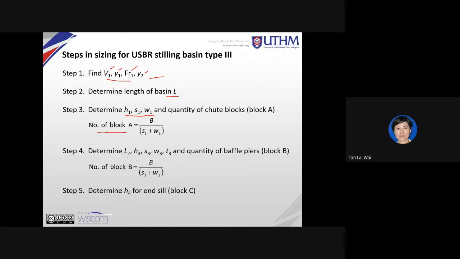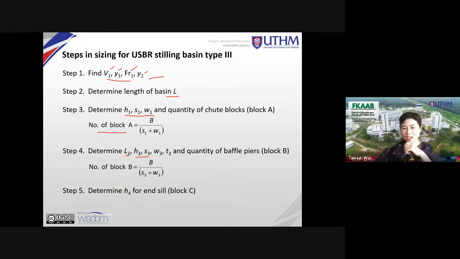Then find where you are going to place your buffer piers. That means at a distance of L2. Then you design your block B. Find the height, the space, the width, the thickness. Then determine how many number of block B are required, okay, for the specific width. Then you determine for the end sill.